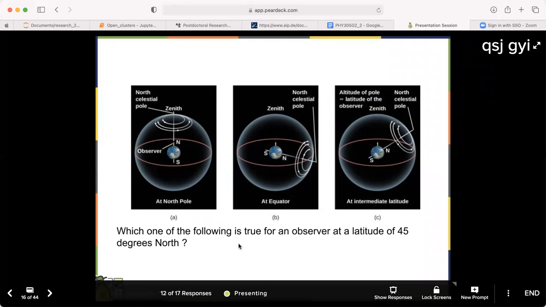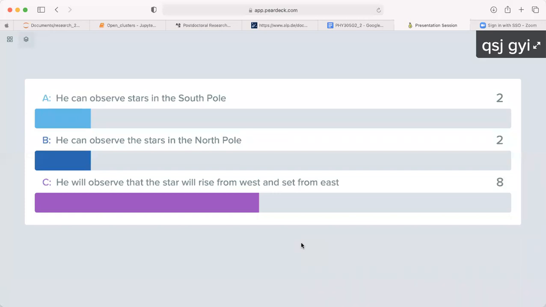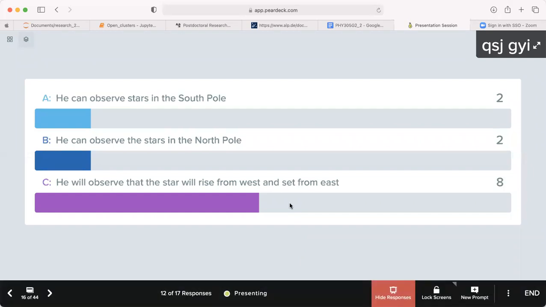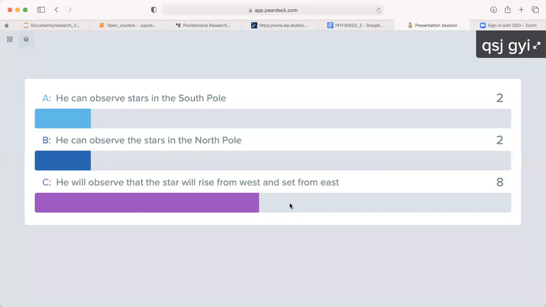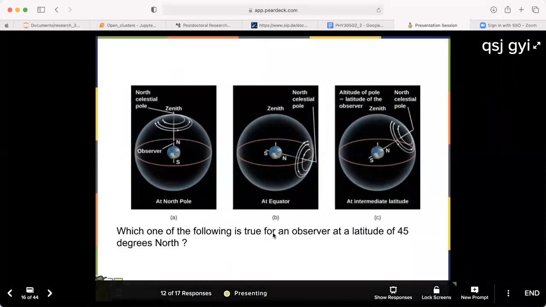Right, I guess time is over now, so let me show the responses. Here are the three answers I have given you. You can observe the stars in the southern. The question is, which one of the following is true for an observer at a latitude of 45 degrees north? Now let me explain it using these three diagrams.